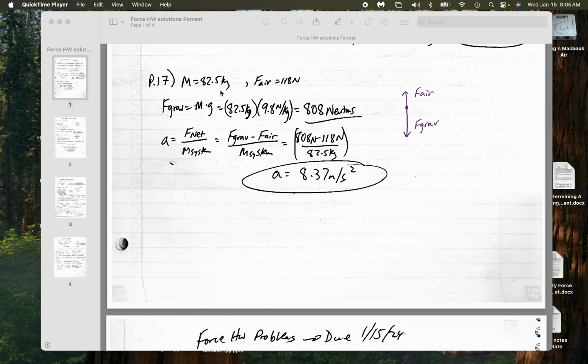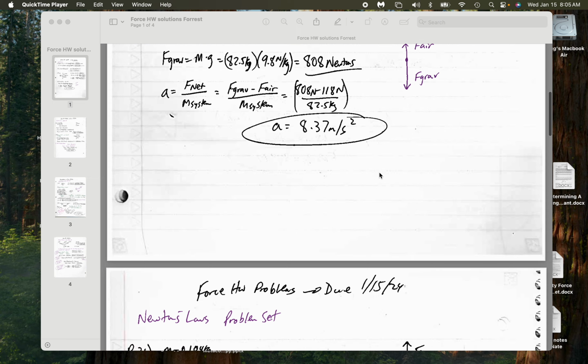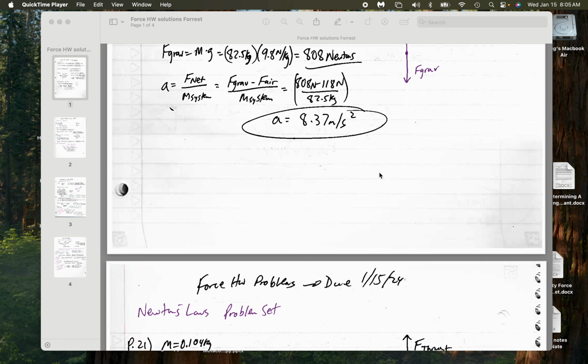Problem 17. I drew a free body diagram for this. So it says that force of air resistance is 118 newtons. When I figure out the gravitational force, mg, 808 newtons. So to figure out the acceleration, I use net force over m system. So acceleration around 8.4 meters per second squared.